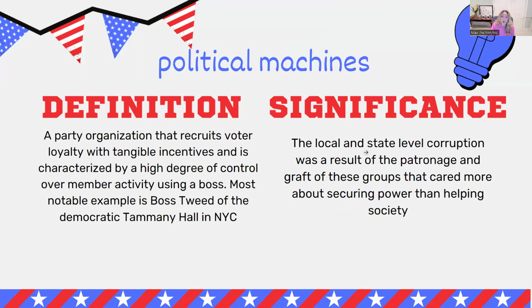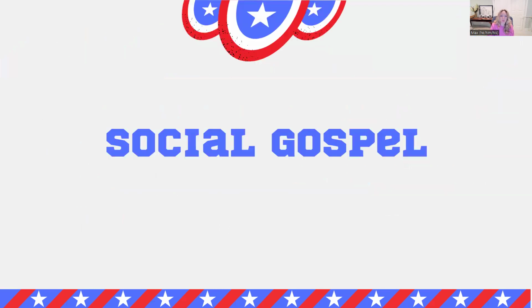Political machines, who also prey on immigrants. A party organization that recruits voter loyalty with tangible incentives and is characterized by a high degree of control over member activity using a boss. The most notable example is Boss Tweed of the Democratic Tammany Hall in New York City. So again, this is more of a local and state level type of corruption, where basically they just want the seat of power and they don't really care about bettering society. And so this is a result of the patronage and the graft of this time. It just shows the stalemate that is the Gilded Age.